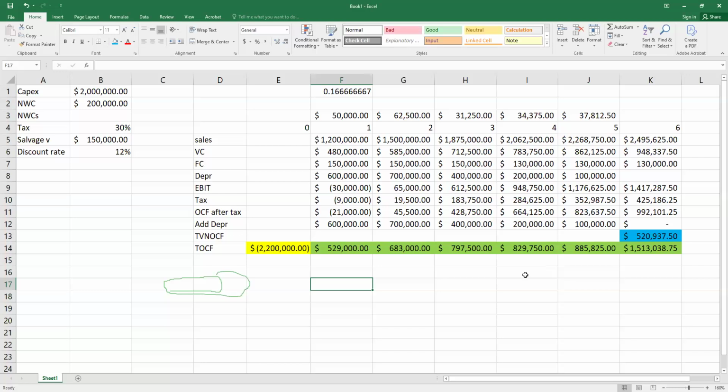But put everything into its own cell: salvage value, net working capital, taxes, and so on. Believe me, it will be very difficult to get lost in the calculation if you put everything in good order.